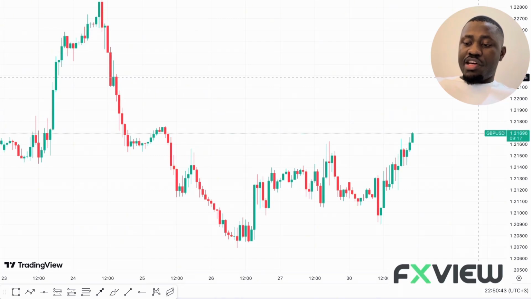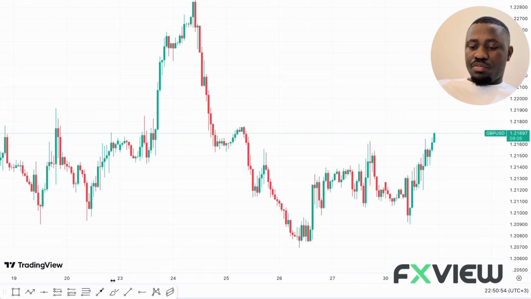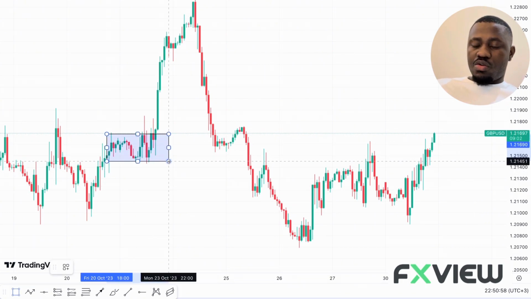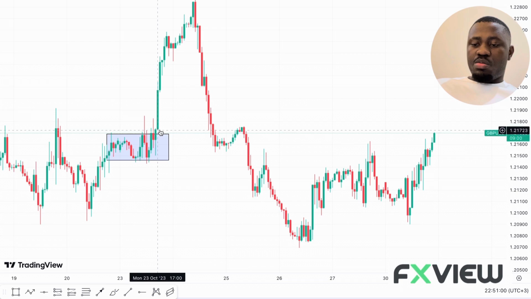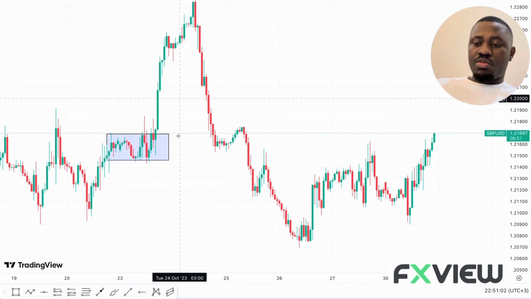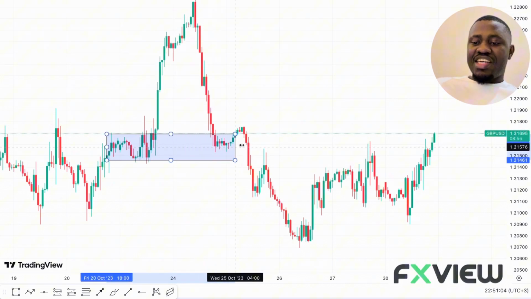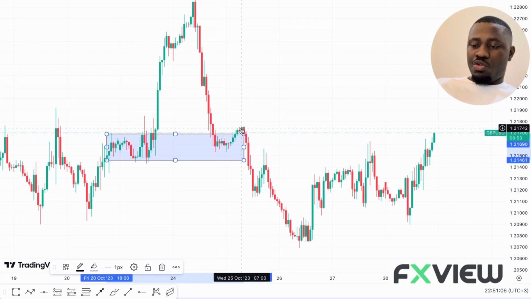So guys, one of the ways I mark out demand is looking for consolidations in the market. Anytime I see consolidation in the market, it means demand or supply. I'll give you an example. You see right here, this is a consolidation. You can see how price breaks out, pushes up with much momentum. That's why when price comes back here, it reacts off first before continuing to come back to the downside.